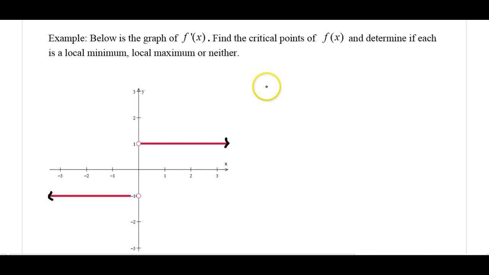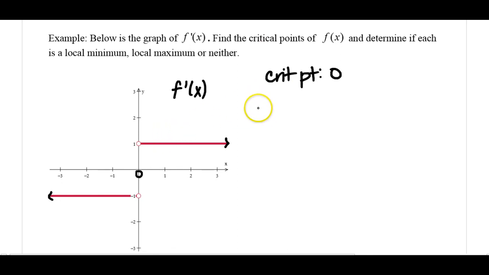Alright, so this is the last example, and it's a very different example. So I am still given the graph of the derivative function, and I need to find the critical points and whether the critical point is a local min, local max, or neither. But this time I don't have any x-intercepts. I do, however, have places where the derivative is undefined, and that x value is 0. So my critical point is 0, based on this being my derivative function.